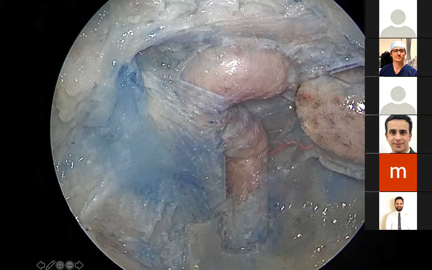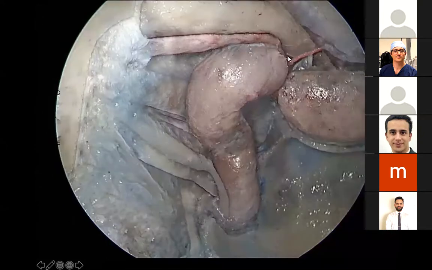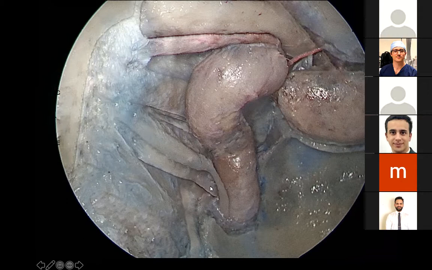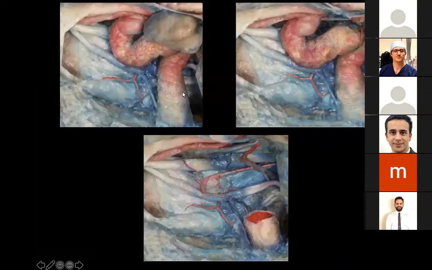So this is a dissection from Dr. Agosti here at the lab, looking at the cavernous carotid, and then just looking at a general view of the anatomy here: the optic nerve, the ophthalmic artery, and then we have the sixth cranial nerve and V1, and this is the third cranial nerve here in the cavernous sinus.